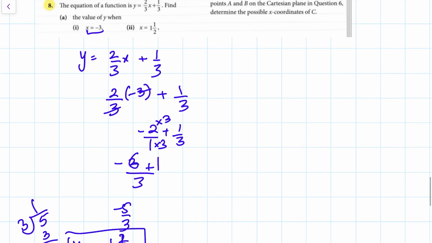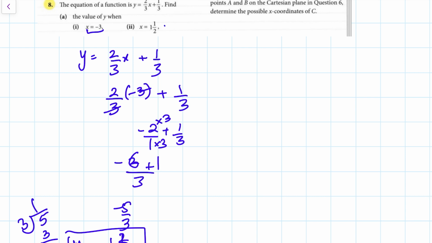Now next is when the value of x is 1 whole 1 upon 2. That means in improper fraction it's 3 upon 2. Cancel, cancel, cancel, cancel. So you're left with just 1. Cancelling means you're not left with a 0. It means you're left with a 1.